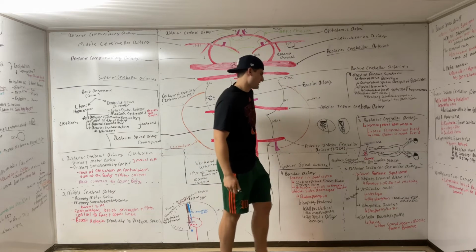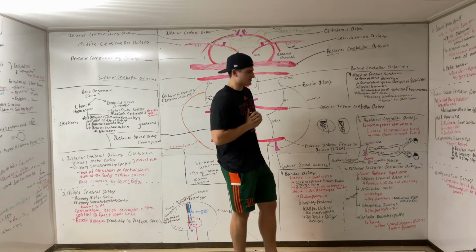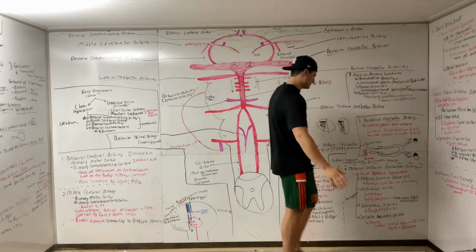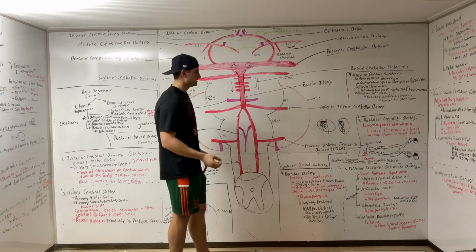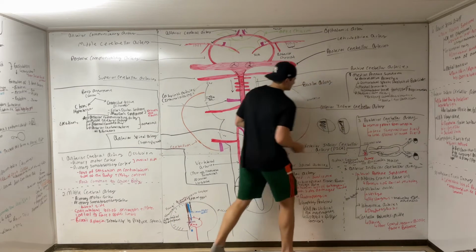Number 5, we're going to do the anterior inferior cerebellar artery. What is it going to be in control of, or what's it going to do? So it's going to basically affect cranial nerve 7. Why? Where even is it? The anterior inferior cerebellar artery is right here, in the pons.